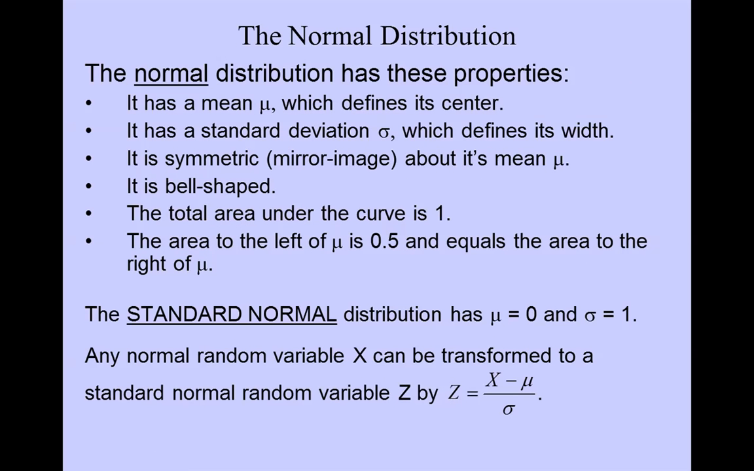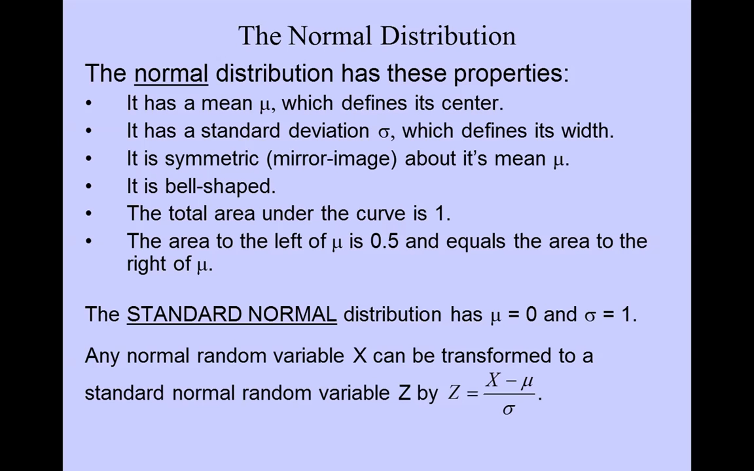Normal probabilities. The normal distribution has these properties. It has a mean mu, which defines its center. This is also where the tallest part of the peak in the graph will be located. It has a standard deviation sigma, which defines its width. It is symmetric, mirror image, about its mean mu. It is bell-shaped. The total area under the curve is 1.